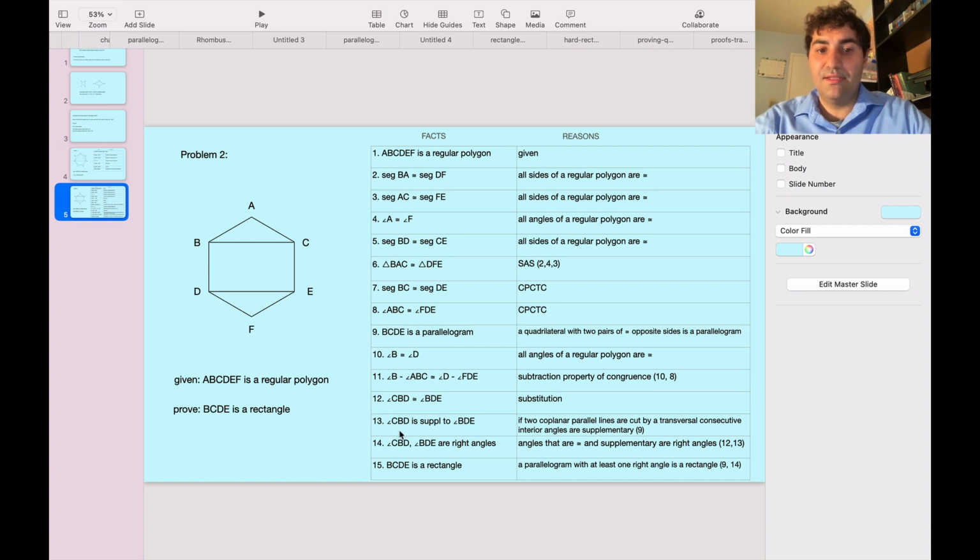And by statement 12 and statement 13, we know that angles that are both congruent and supplementary are right angles. So we conclude that angle CBD and angle BDE are right angles. And we know a parallelogram with at least one right angle is a rectangle. So BCDE is a rectangle, which is what we wanted to prove.